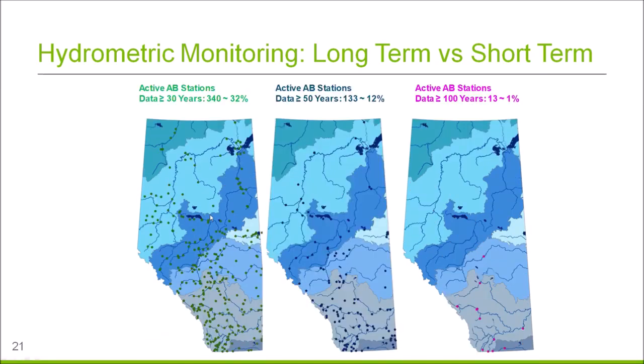Now, when we move to these maps, things become even more complicated. Only 32% of those stations actually have more than 30 years of data. If you look at how many stations have more than 50 years of data, it's about 12%. And only 1% of the stations have more than 100 years of information.